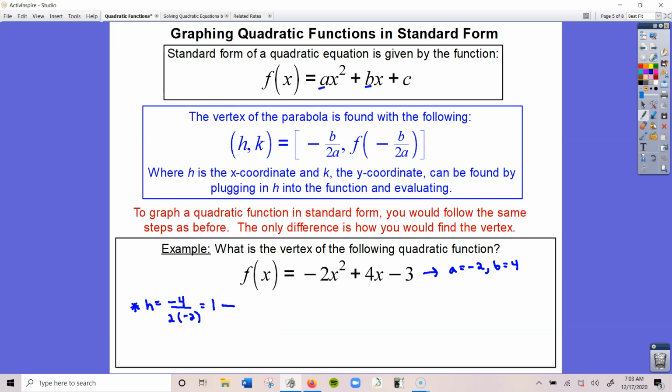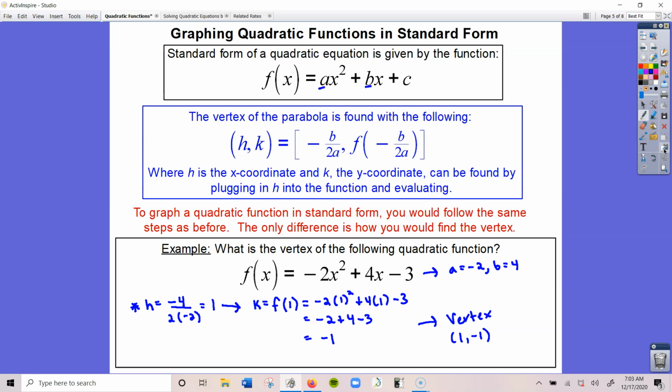To figure out k, we would plug in that h is equal to 1 back into the function. So we're looking for f of 1, which is equal to negative 2 times 1 squared plus 4 times 1 minus 3. Negative 2 times 1 squared is negative 2, plus 4 times 1, which is 4, minus 3. Negative 2 plus 4 is 2, and 2 minus 3 is negative 1. Therefore, my vertex is at (1, negative 1).